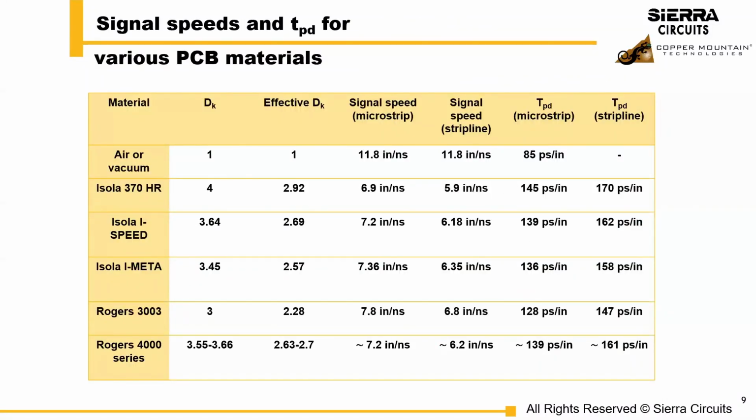Here's a chart which shows the dielectric constant, effective dielectric constant, signal speeds, and propagation delays in these different structures, microstrip and strip line, for a few different materials. And these materials are very commonly used at Sierra, and I think around the world, really.